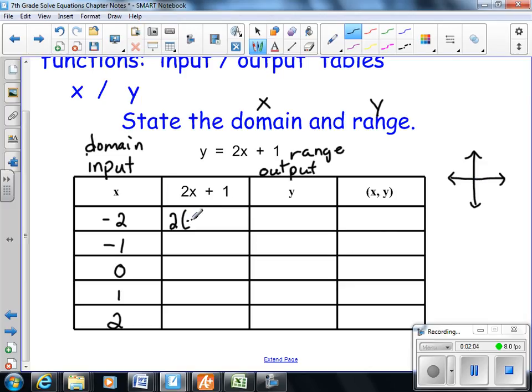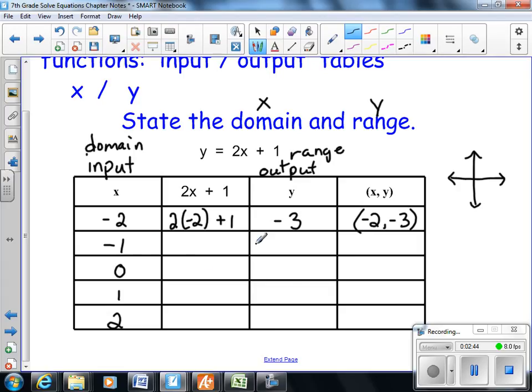I'm going to take 2, and what am I going to plug in for X? A -2 plus 1. So this is your workspace. You might need to make a bigger box for this one. What is 2 times -2? Good job, -4 plus 1. -4 plus 1 is -3. I owe somebody $4. I have 1. I'm going to pay some of my debt, and I'm still going to owe $3. So my ordered pair is -2, comma, -3.